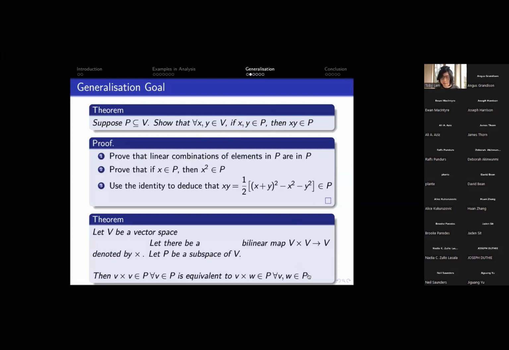And finally, we actually want to show some kind of equivalence. We want to say the conclusion is that the squares having a property holds if and only if the products preserve that property. So that's why in this theorem, the conclusion is that those two things are the same.